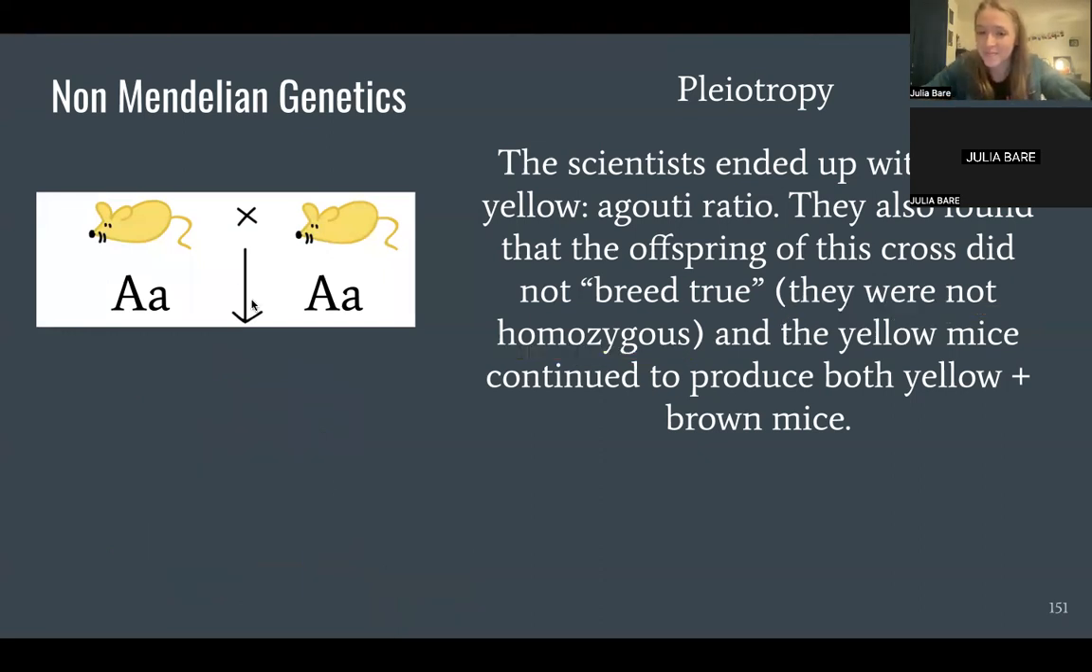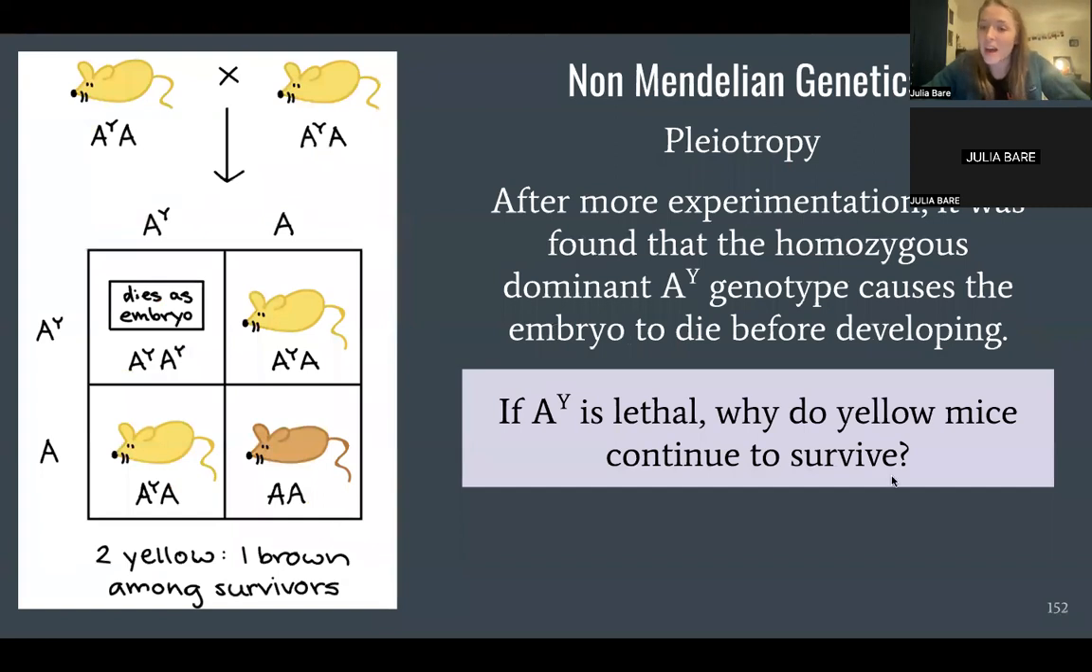Did you figure it out? Well, it turns out that after additional research, these scientists found that these characteristics are experiencing lethality. So in the case where the dominant characteristic is inherited homozygously, the dominant characteristic results in lethality. That means if you get two dominant traits, that embryo does not survive.